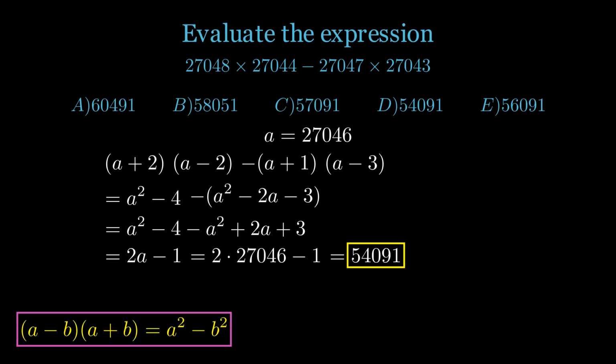Looking at the answer choices, we see that option D is 54,091. Therefore, the correct answer is D. This problem looked difficult at first because of the large numbers, but by introducing a smart substitution and using algebraic identities, we turned it into a simple linear expression. Always look for a structure in the problems. Even big numbers can simplify beautifully when you find the pattern.